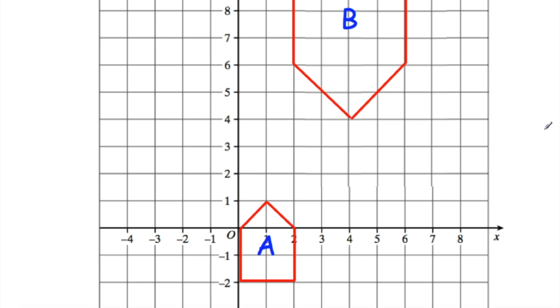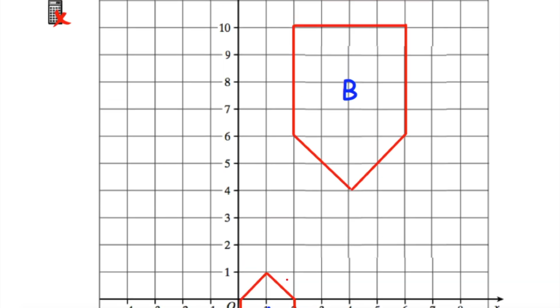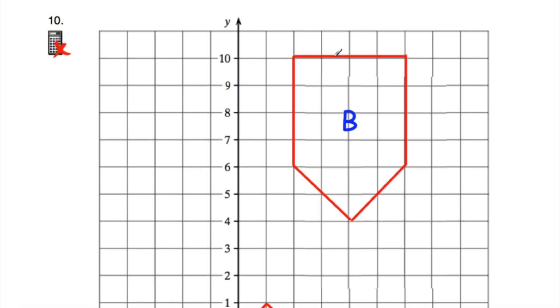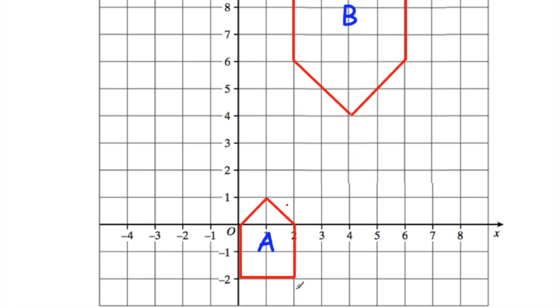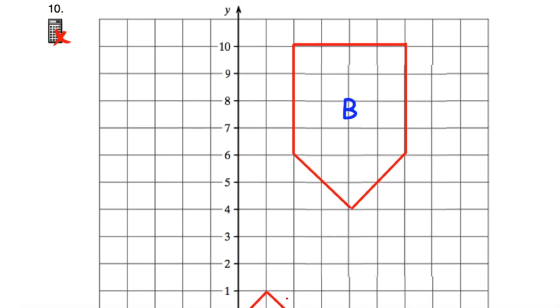And let's actually see how much bigger that scale factor is. So in terms of this shape A, its base is 2 across. But if we have a look at this corresponding length, it's got a length of 1, 2, 3, 4. So that length's been doubled. This length from here to here was 2, and on this one it's 4.